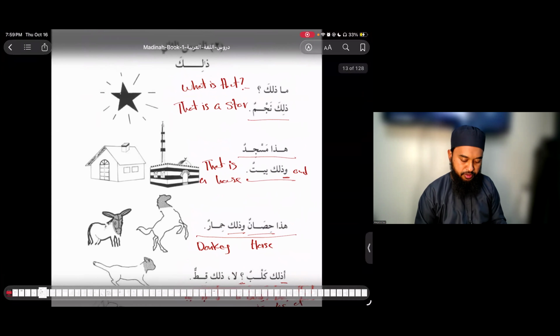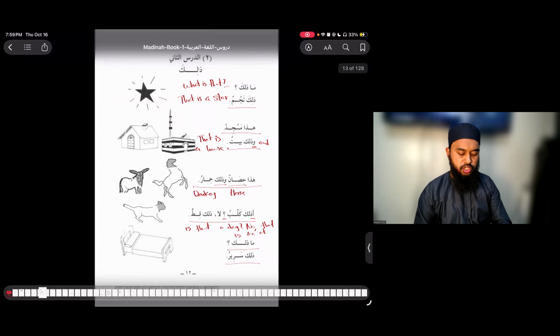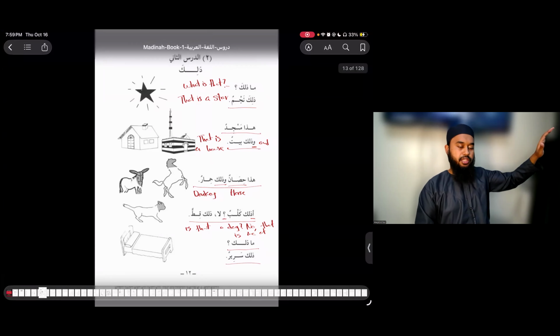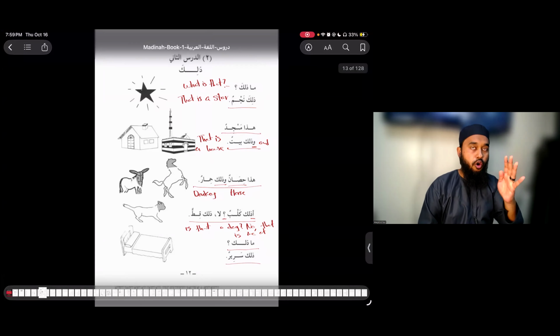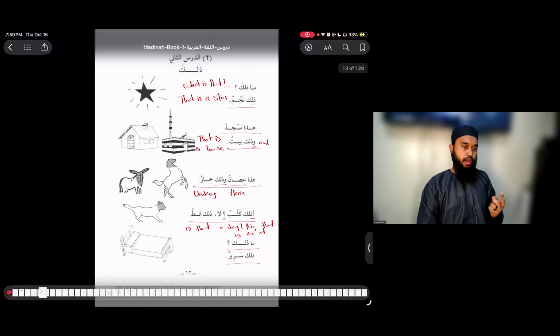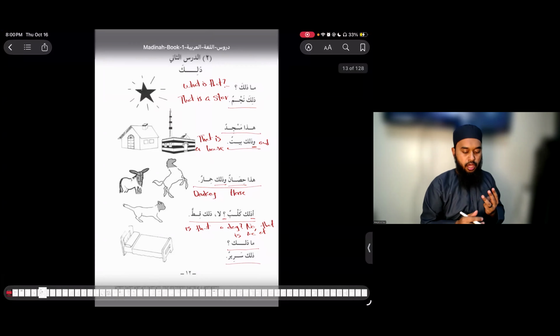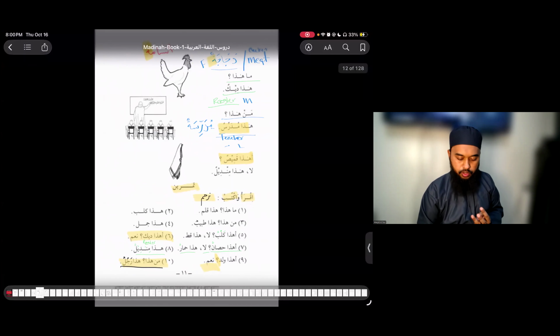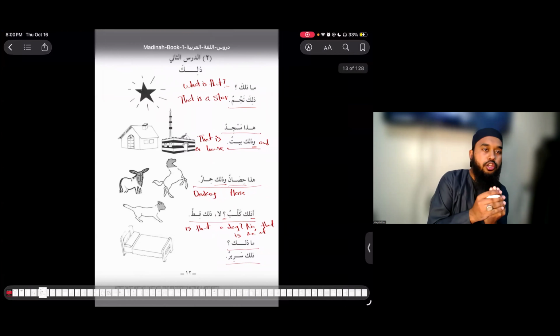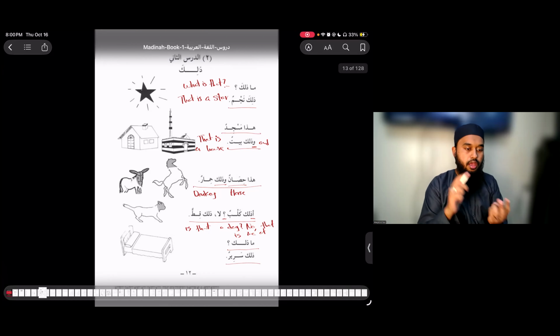We do have 25 minutes left. In lesson number 2, just implement what we learned in lesson number 1, brothers and sisters, as this is a revision. We learned 3 ways of asking questions. One way is ma hada, which translates as what is this? Another way is ahada, is this, and you add the word. Ahada baytun, is this a house? Number 3, man hada, who is this? We learned in lesson number 1 three ways of asking questions: ma hada, ahada, and man hada.